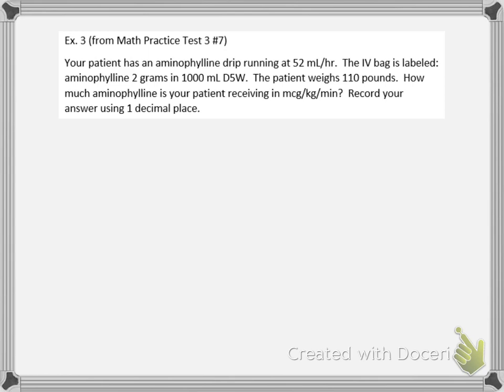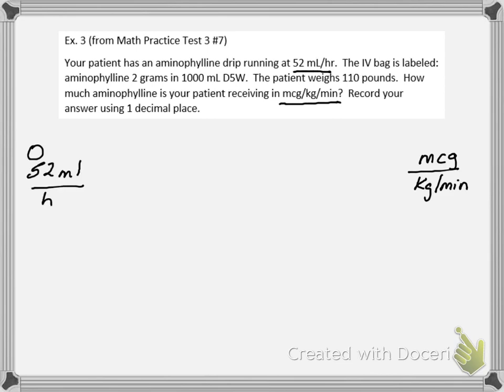Well, this is going the opposite direction of what I've been doing before. Before I was given the mcgs per kg per minute and told to find the mLs per hour. Now I'm given the mLs per hour, and I need to find the mcgs per kg per minute. So I'm going to have to solve for mcgs per kg per minute. So I'm going to follow the same mnemonic with the O, and I look at the order, and it's running at 52 mLs per hour, and that's the amount with the time.